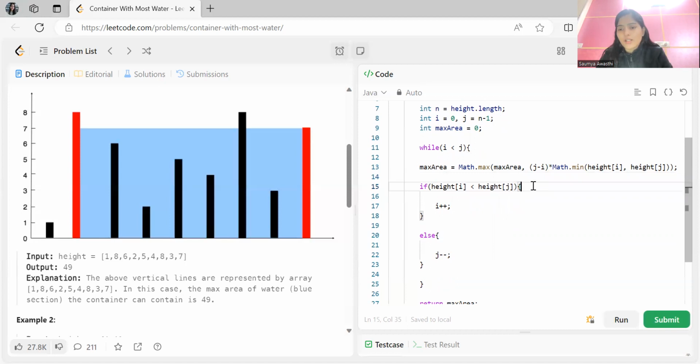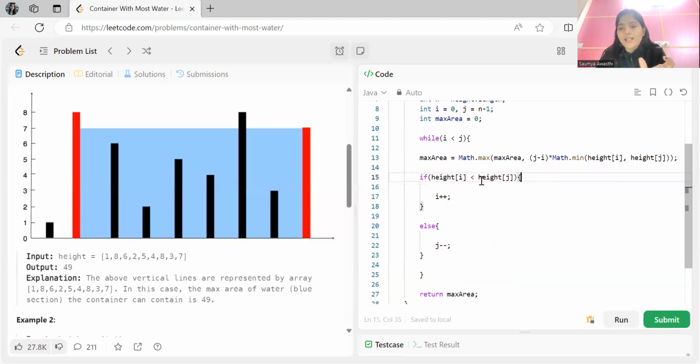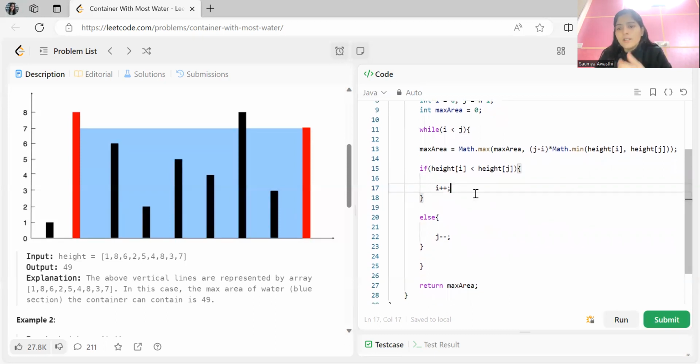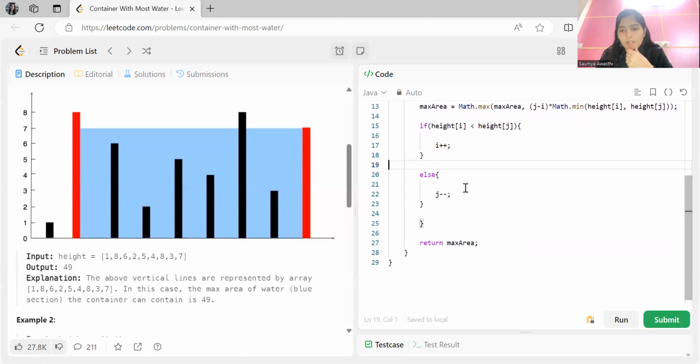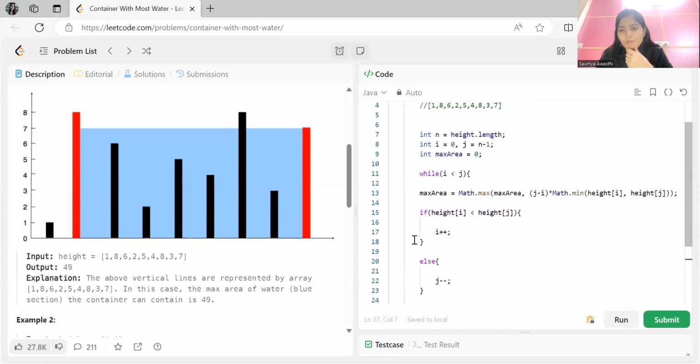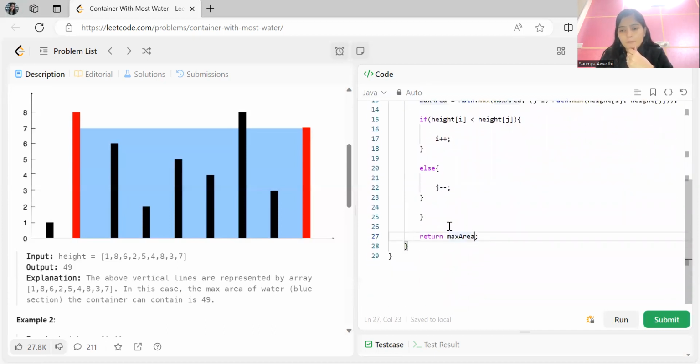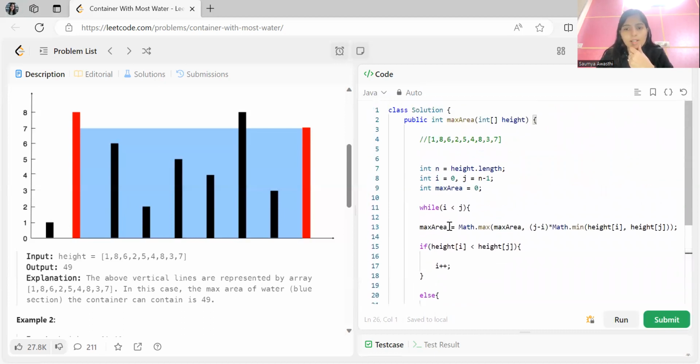And now we are going to check that if height i is less than height j, we are going to increment the value of i. Otherwise, we are going to decrement the value of j, right? And at the end, we are going to return the maximum area, right? Now this is homework for you, because I was also doing the same kind of thing, where you are just watching the video and you think okay, I understood, and just code it up.